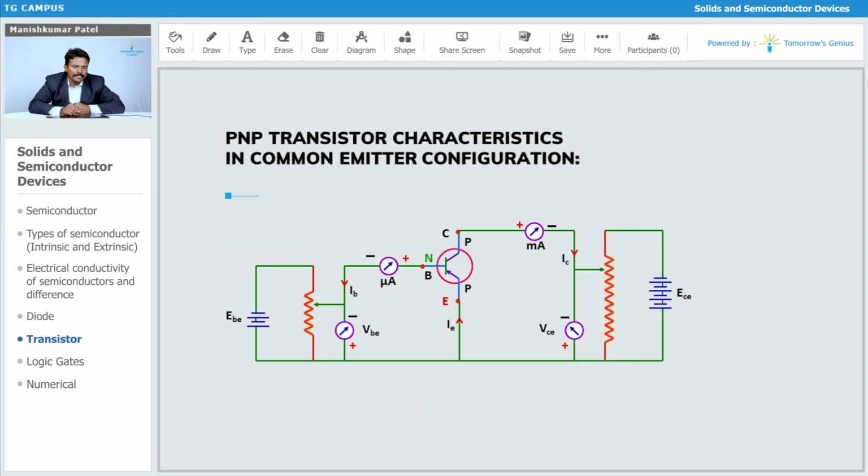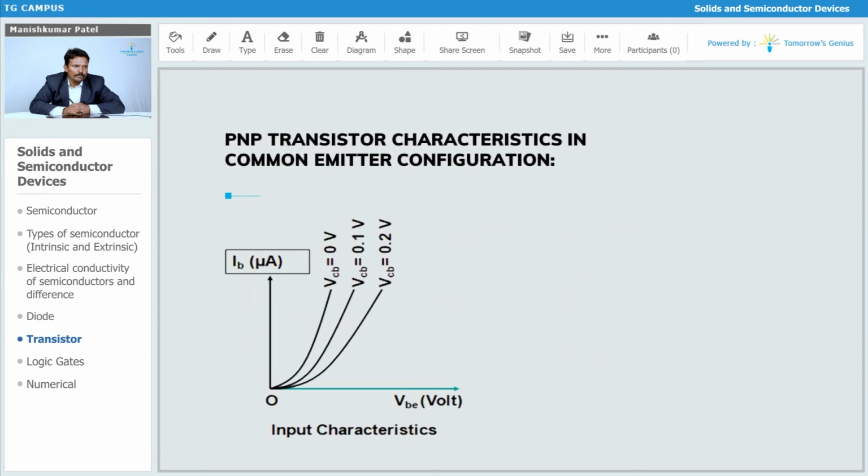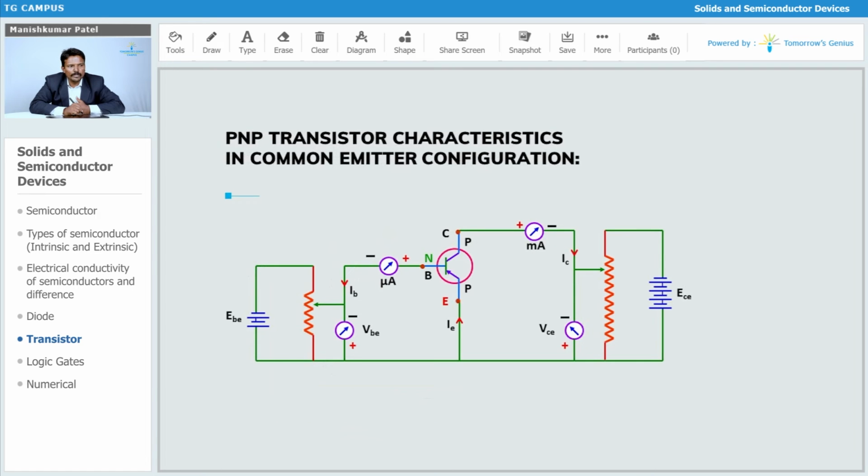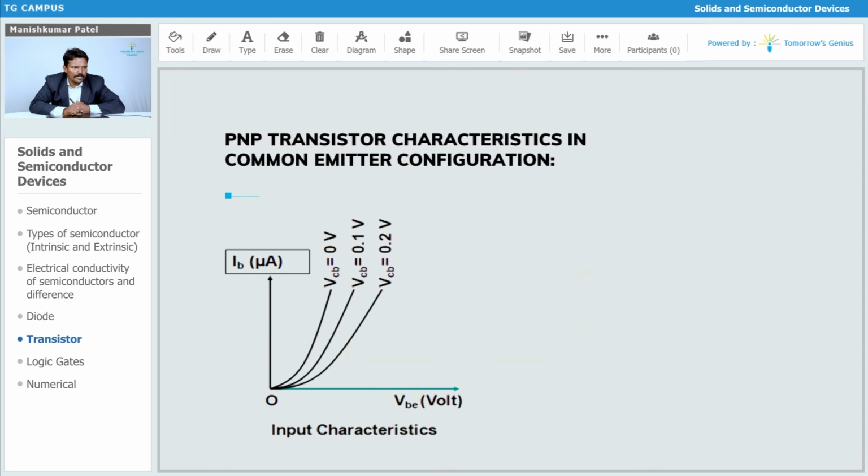To measure that IB, you just connect an ammeter, and at the same time, to vary your VBE, just change VBE and accordingly measure the value of IB. This is the graph that you will get, keeping the VCB constant.